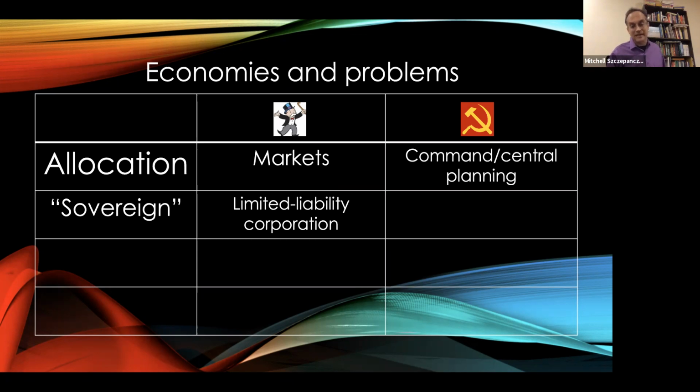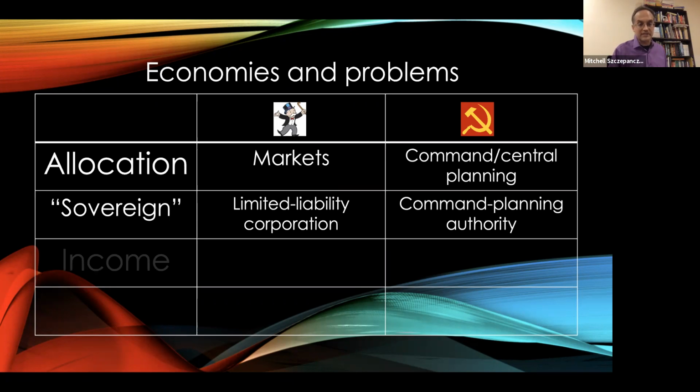So that's referred to as limited liability. The limited liability corporation is your sovereign in a capitalist economy. In a communist economy, it's the command planning authority. In the old Soviet Union, it would be something like the planning authority Gosplan, which was the old authority that figured out the command plan that the economy followed. That was the sovereign in a broad sense within a communist economy, whether the Soviet Union or other communist economies.